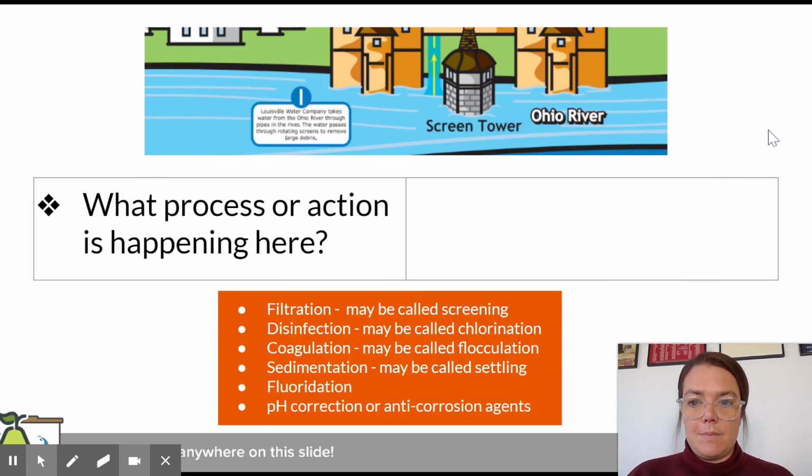All right. So let's do this step by step here. The box says Louisville Water Company takes water from the Ohio River through pipes in the river. The water passes through rotating screens to remove large debris.